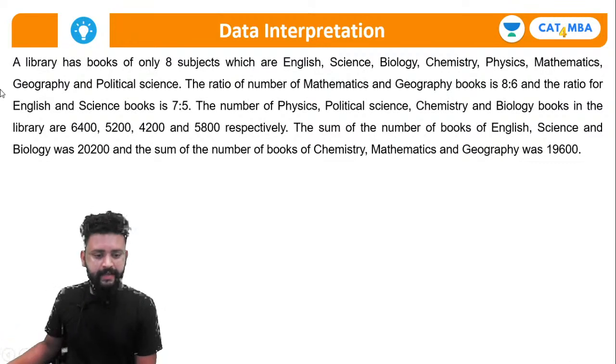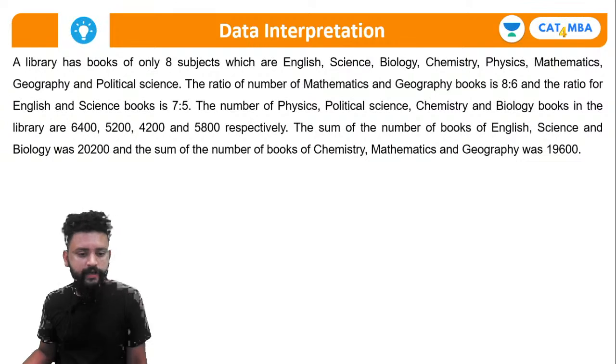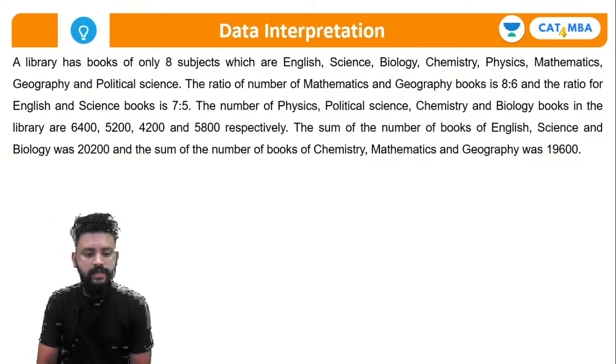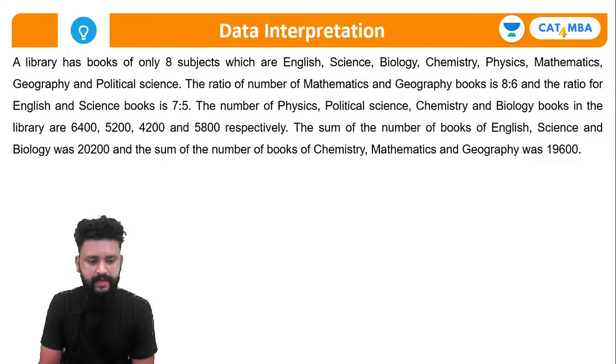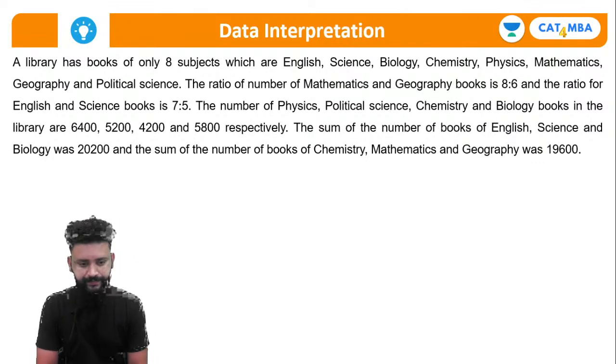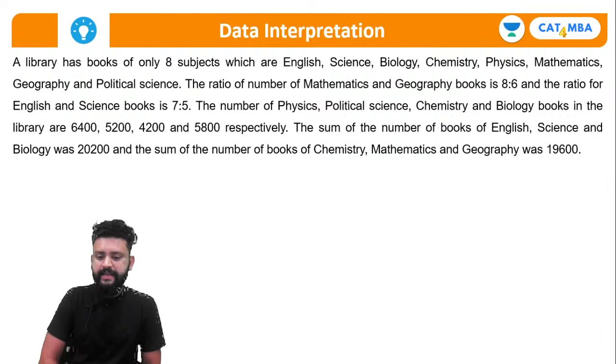A library has only 8 books on only 8 subjects: English, science, biology, chemistry, physics, mathematics, geography, and political science. The ratio of the mathematics and the geography books is given as 8:6, and the ratio of the English to science books is 7:5.